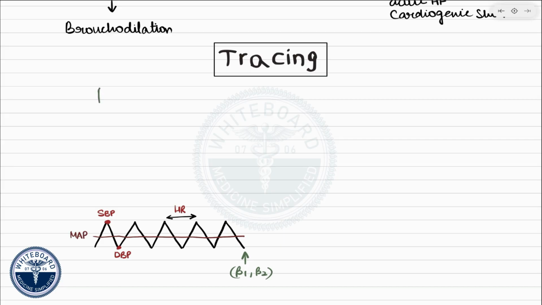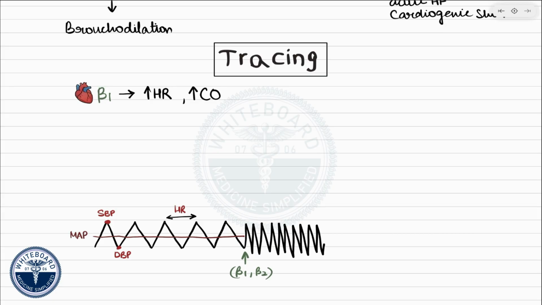Let's begin with the beta-1 receptors. These receptors are located primarily in the heart. Their stimulation increases the heart rate, increases the force of cardiac contraction, and therefore increases cardiac output. On the tracing, an increase in heart rate means the peaks will appear closer together, indicating that the heart is beating faster.